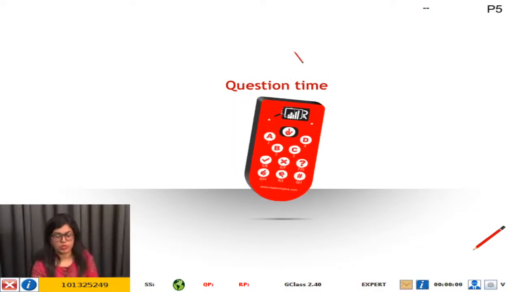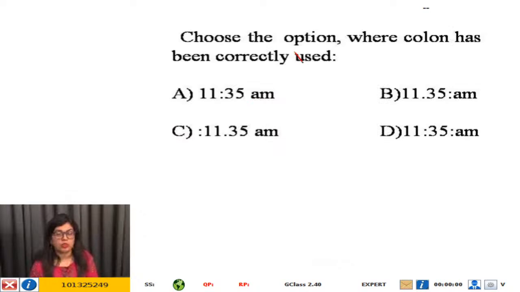Okay, so let's look at the question. Choose the option where colon has been correctly used. There are four options here. The colon hasn't been correctly used in all the options, so you have to choose in which option colon has been correctly used.